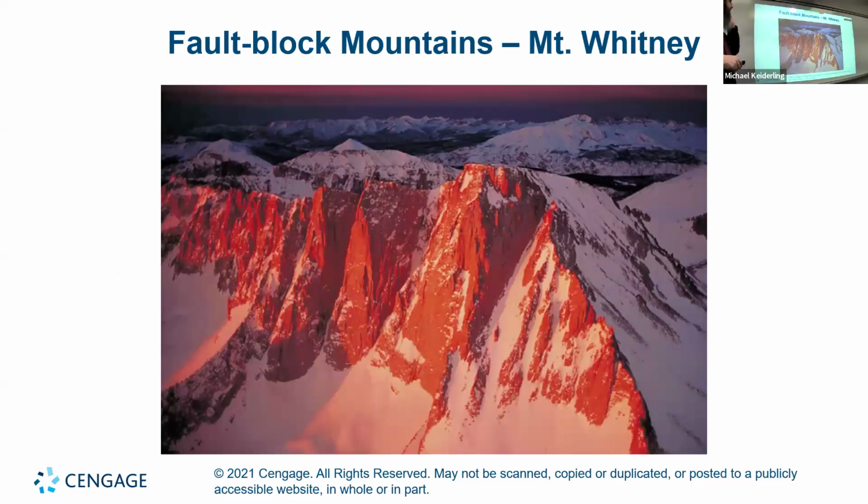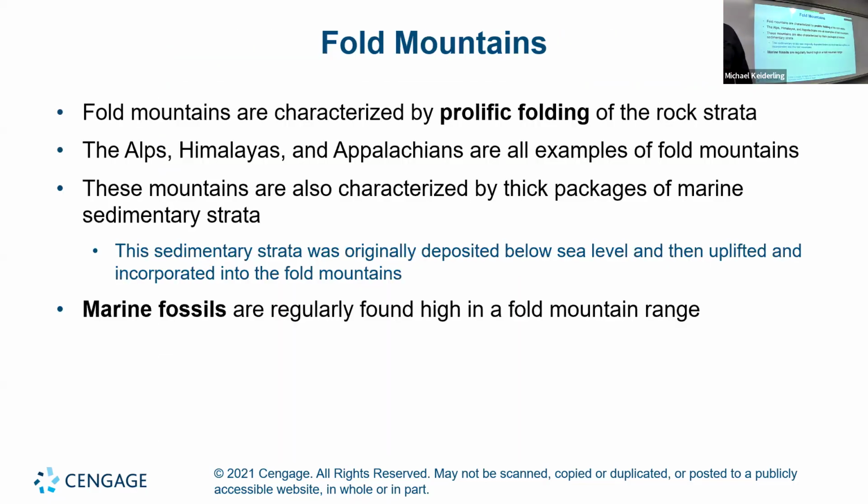Here's Mount Whitney, as an example of that. You can see how it's a very steep, sudden rise above the surrounding area. And then fold mountains are characterized by prolific folding of the rock strata. This is when two continental plates come together, they buckle and fold. There's also faulting involved in this kind of process. So examples of these are the Alps, the Himalayas, the Appalachians. These are places where the crust was compressed, folded, and piled up.